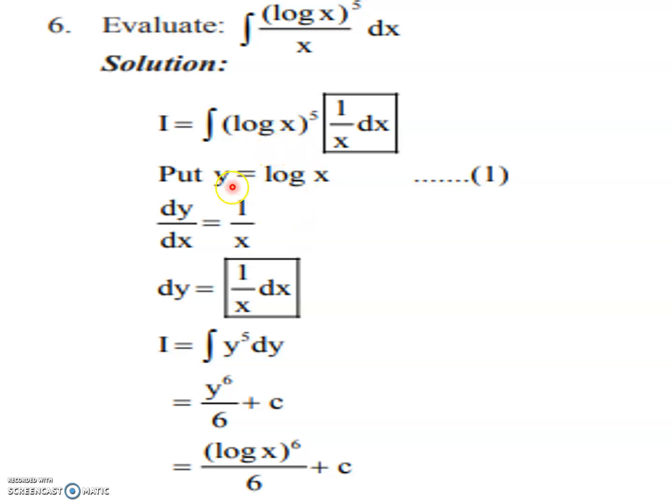Instead of log x we put y raised to 5. We know that the integration of x raised to n is x raised to n plus 1 upon n plus 1. That's why y raised to 5 goes to y raised to 5 plus 1 upon 5 plus 1, which is y raised to 6 upon 6 plus c. Now we put the value of y as log x. Therefore log x raised to 6 upon 6 plus c is the final answer.